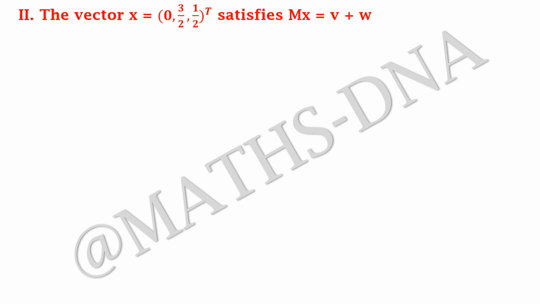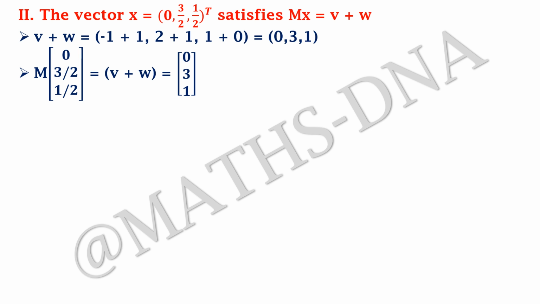Moving on to the second one, the vector x = (0, 3/2, 1/2) transpose satisfies Mx = v + w. Firstly, we find v + w, that will give you -1 + 1, 2 + 1 and 1 + 0, and that is equal to (0, 3, 1).